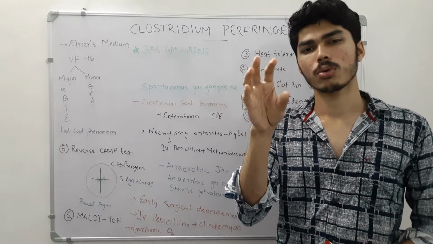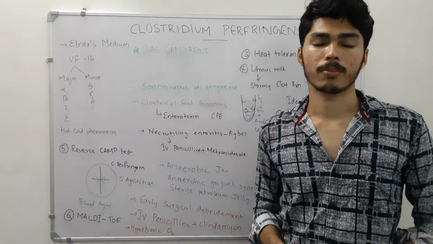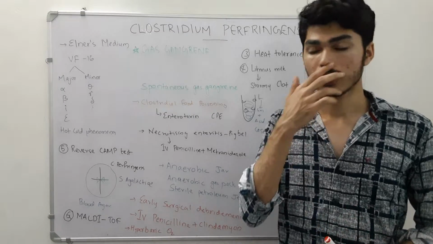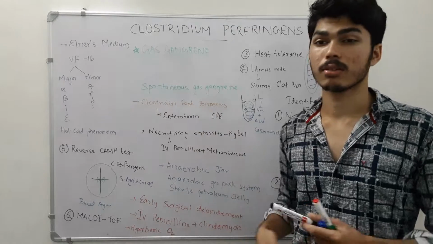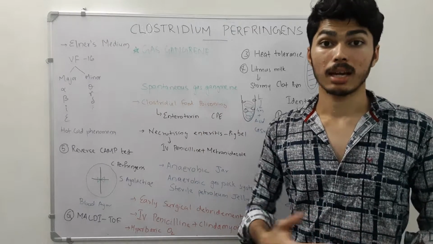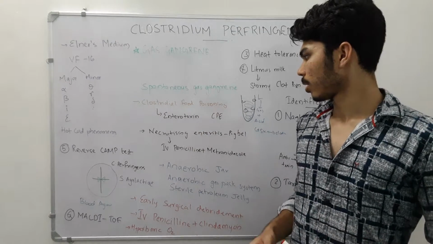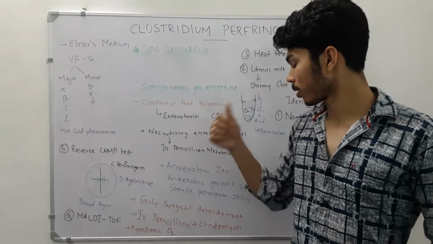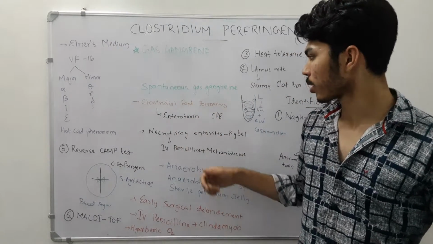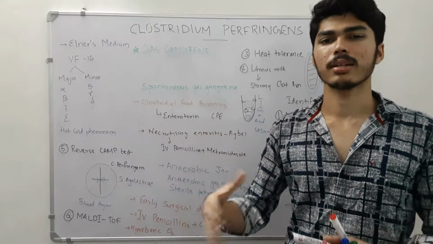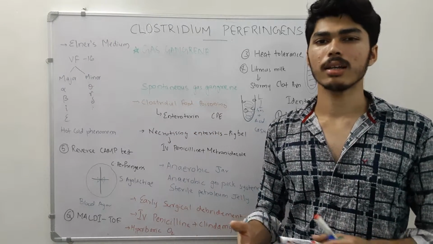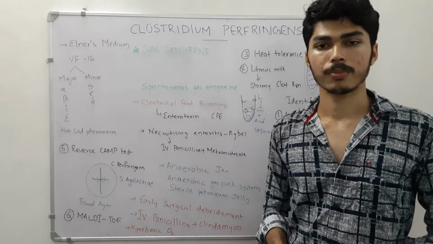It can cause sporulation in the intestinal mucosa, and there will be watery diarrhea, then abdominal cramps. The treatment is symptomatic. Within 1 day it resolves by itself.